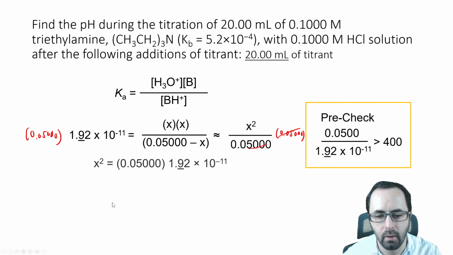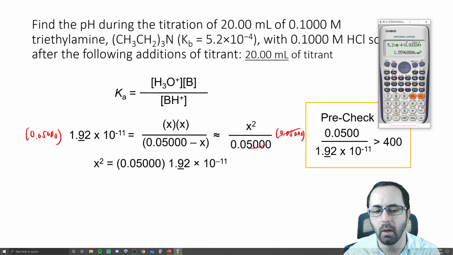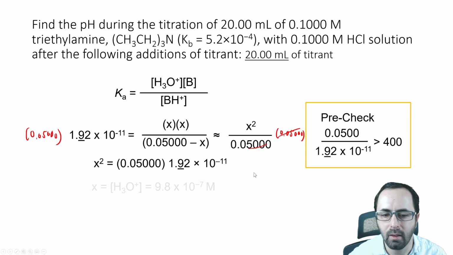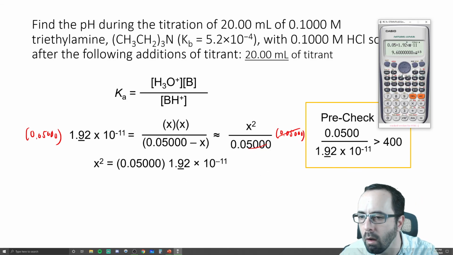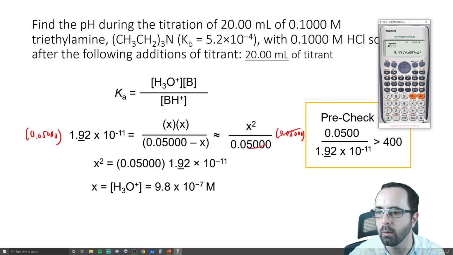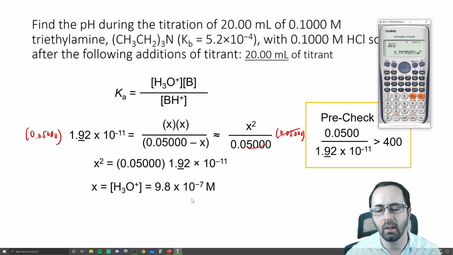Let's now calculate that. So X squared on this side, and on this side 0.05 times 1.92 times 10 to the minus 11. 0.05 times 1.92 is about 9.6 times 10 to the minus 13. Whoops, did I put that wrong? I have 9.8 for some reason. Oh, because I didn't, okay, I have to square root too. So now X squared is equal to this. Now we take the square root of both sides, and we get 9.8 times 10 to the minus 7.